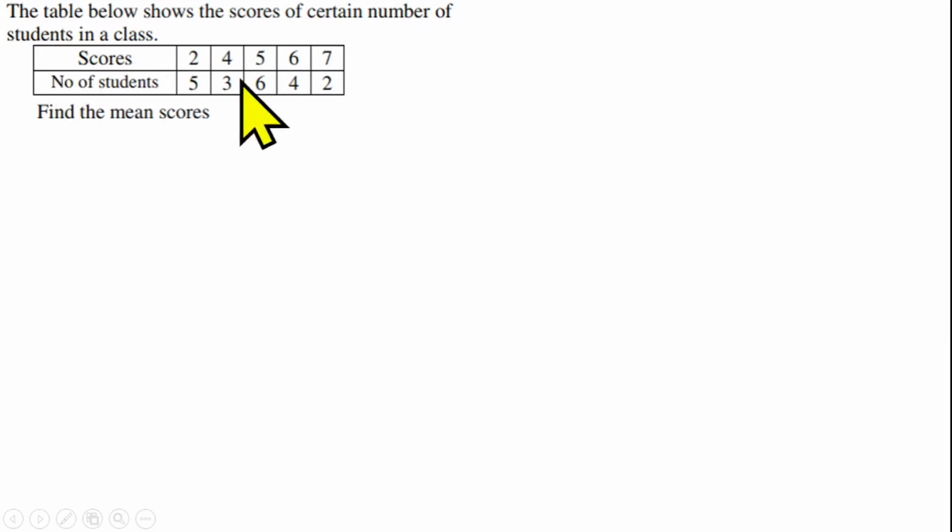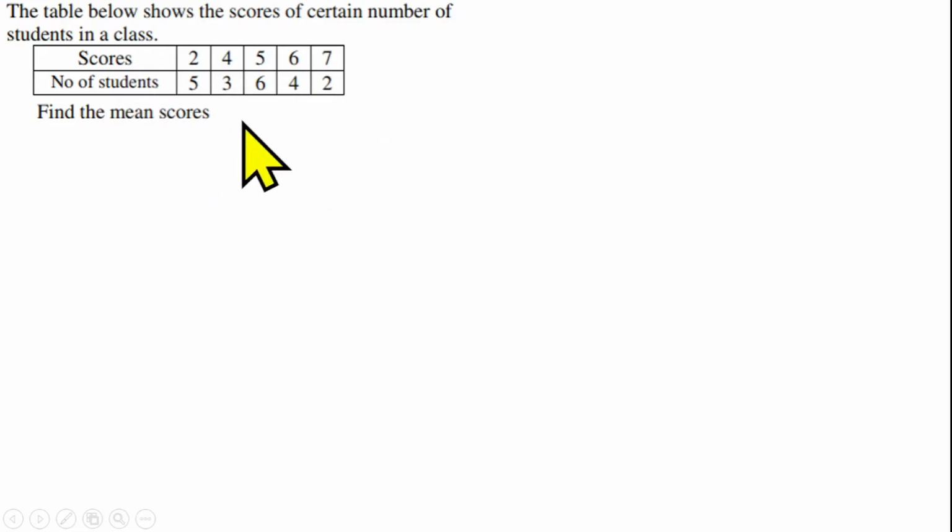So we are given scores and the number of students. We have to find the mean of the scores. This is an example of grouped data without class interval. If you don't understand this, there's a video I made on how to prepare a frequency table, and I explain it extensively there. This is an example of a frequency table without class interval.